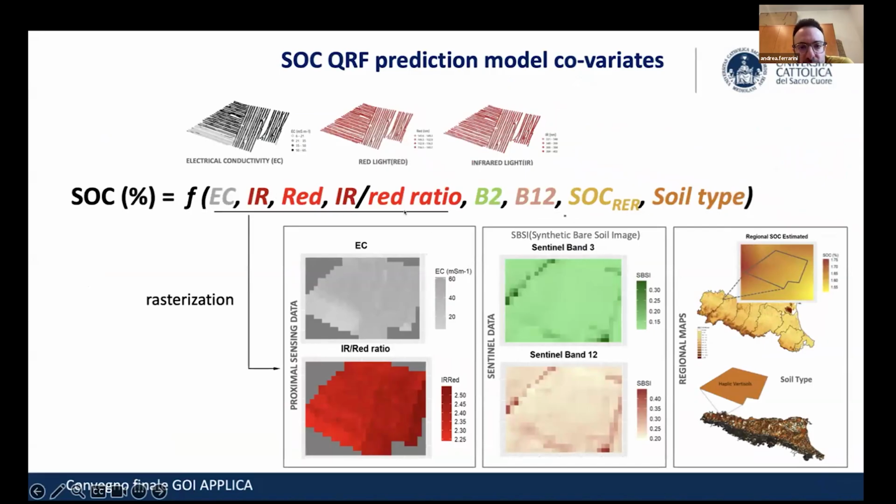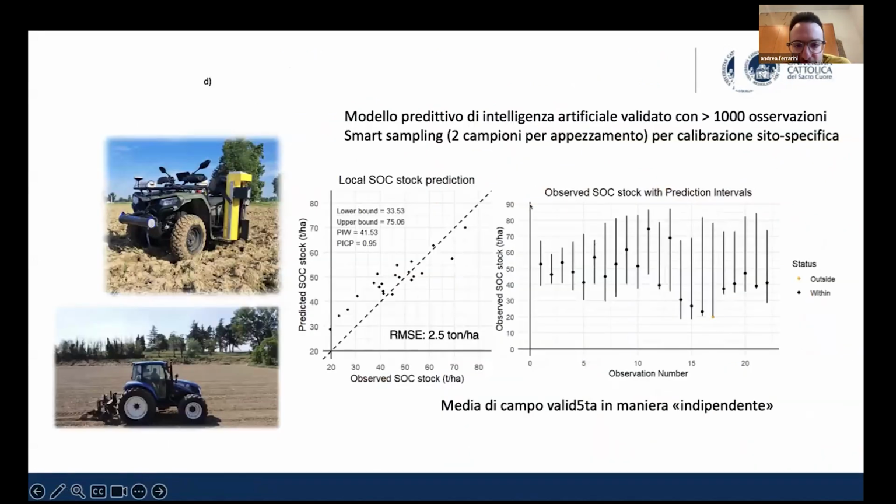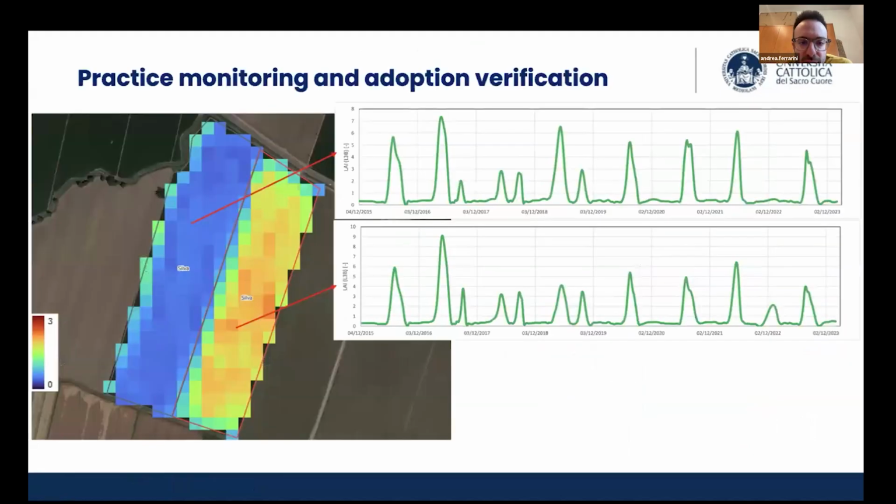Look here at the prediction model covariates for the soil organic carbon. It's not just EC, red and infrared, which are the readings taken from the proximal sensor in the field on the go, but Sentinel-2 data is also embedded into the prediction model. The results are very good in terms of accuracy and precision, and we give the model these inputs.